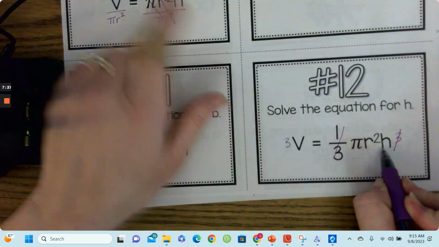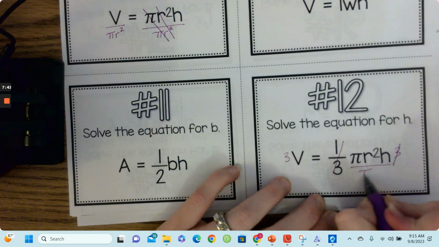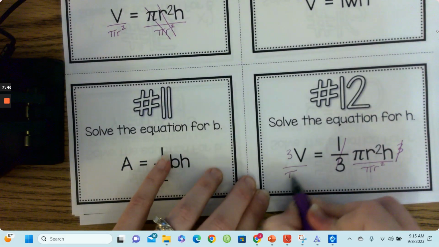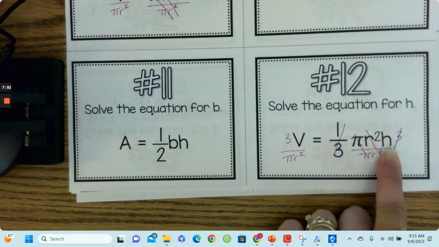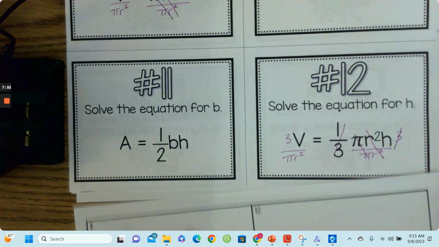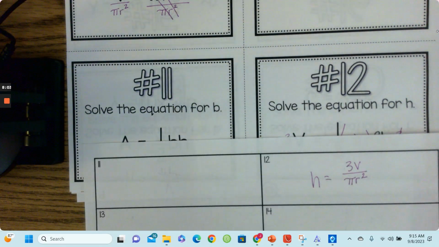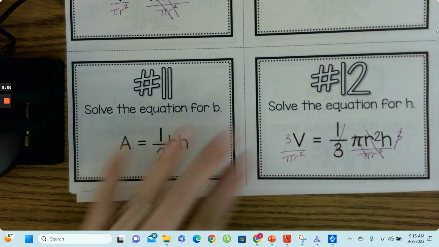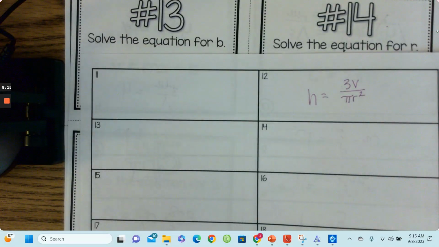If I want the h by itself, so now we're kind of back to this. We can divide by the pi r squared, and then all that'll cancel out, and I've just got that plain old h now. So 12 is h equals 3v over pi r squared.